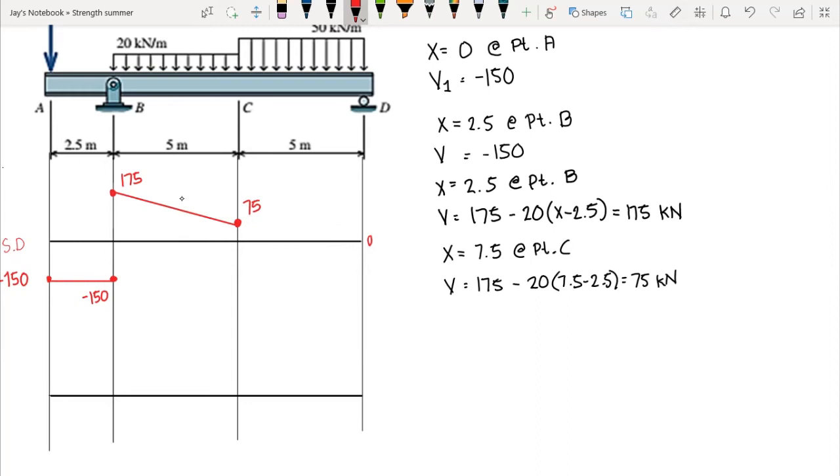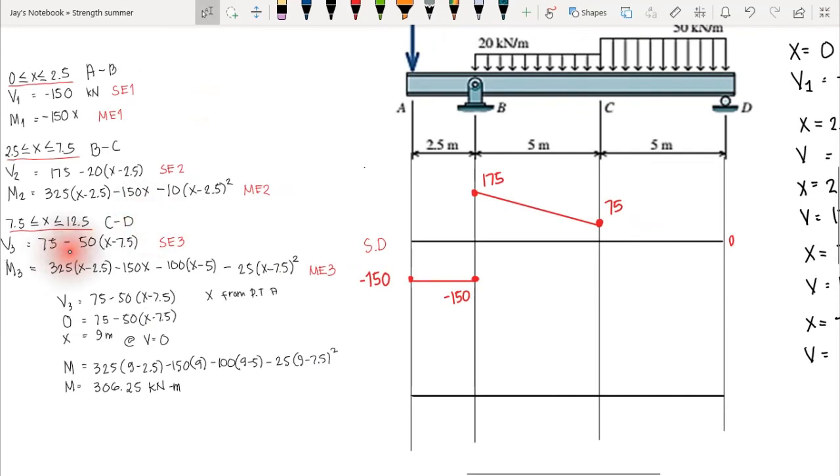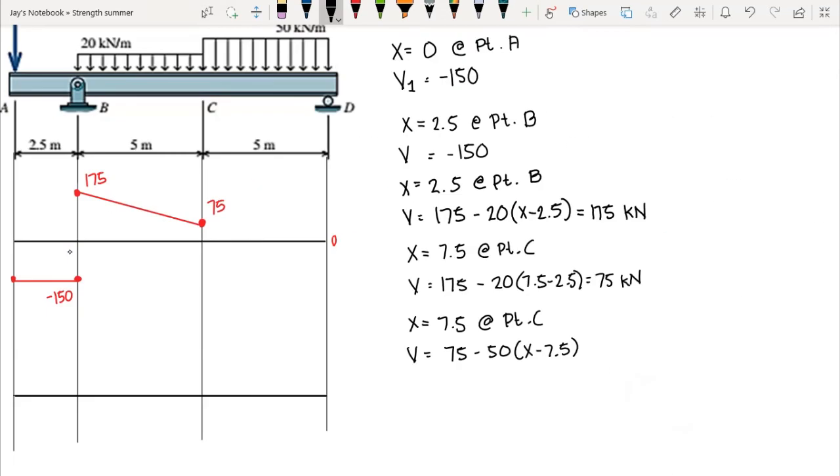Now let's proceed to segment CD. Let's start with x equal to 7.5, this is at point C. We will be using the shear equation C to D, this equation here, that is 75 minus 50 times x minus 7.5. We set x to 7.5, so we have a value of 75 kilonewton. Since this is the same as our previous computation, we will not be moving our point. Our point will remain at this location.